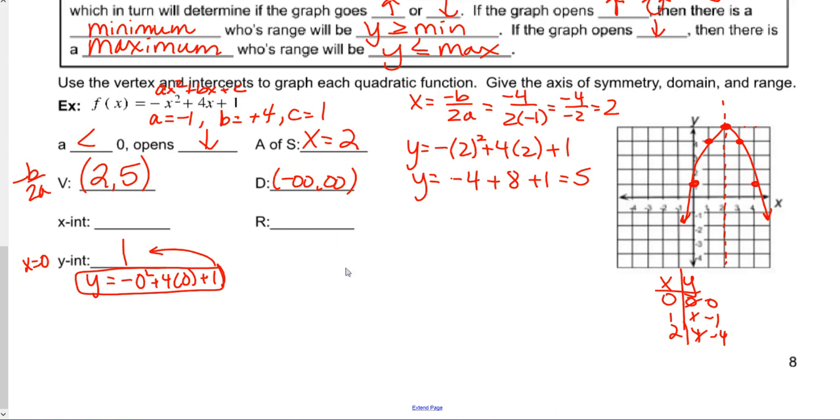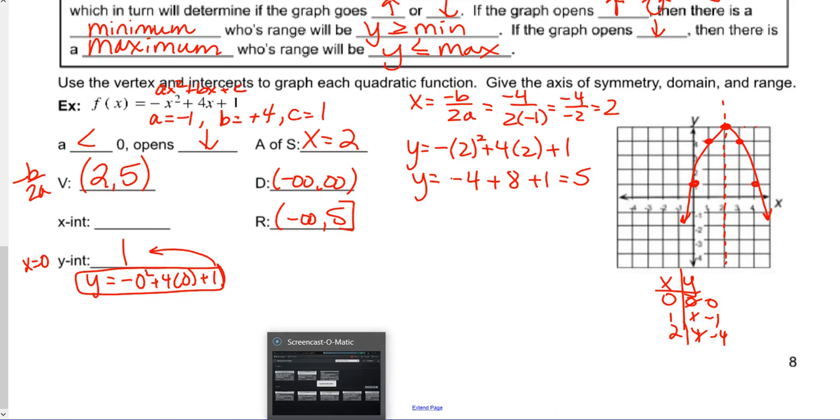Now, let's go to our range, because we have -infinity. All those values will occur until I get to my maximum. That's where I have the range to be y is less than or equal to my maximum. So interval notation leads me to write -infinity until I get to the y value of 5 here, and including 5.